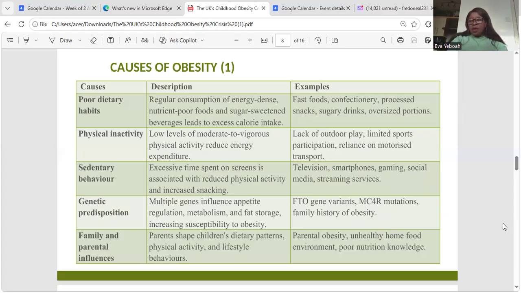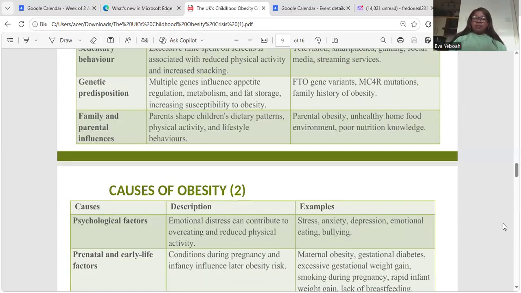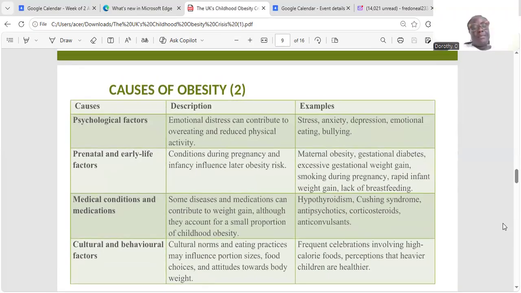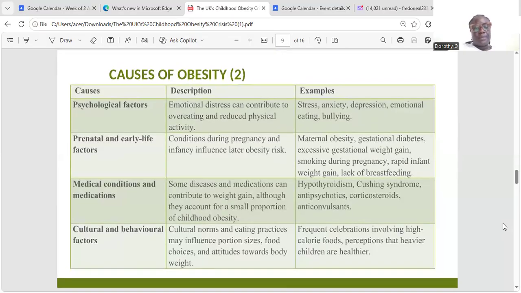Thank you. Sister Dorothy. My name is Dorothy Ufusu Asantinoma, and I'm going to continue to talk about the causes of obesity. The first cause is about psychological factors. Emotional distress can contribute to overeating and reduce physical activity. Examples are stress, anxiety, depression, emotional eating, and bullying.